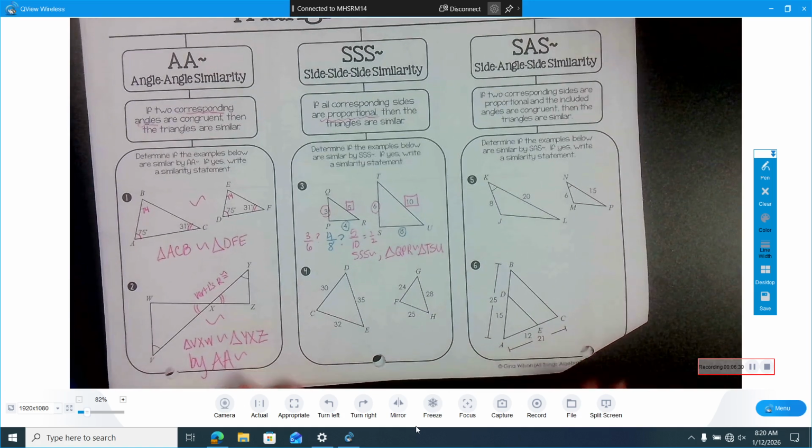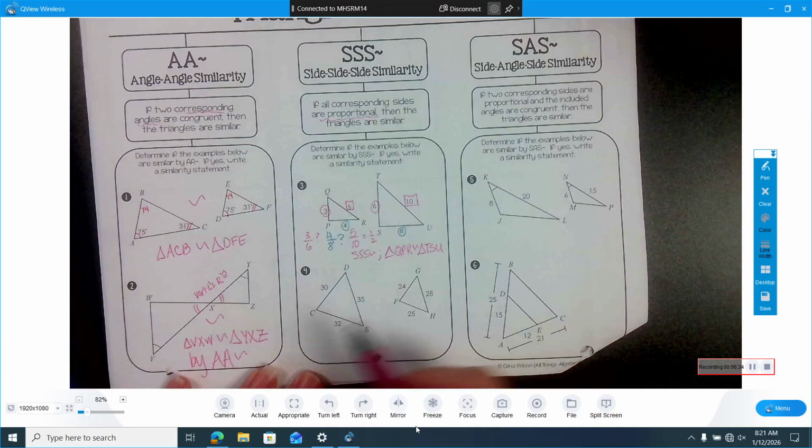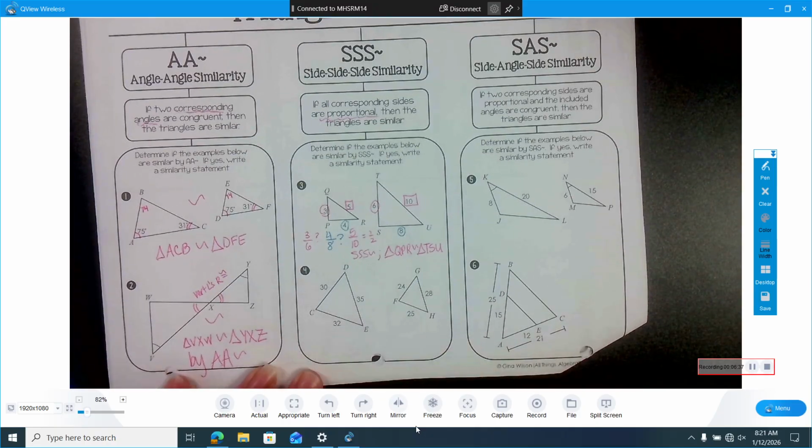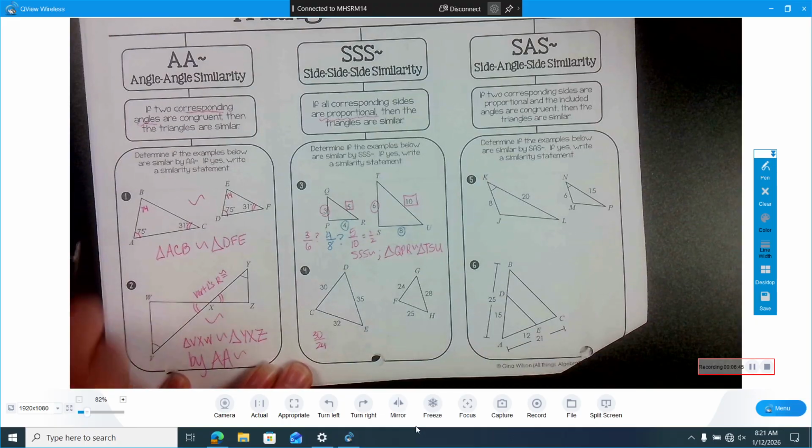All right. Looking at number 4, again, I assume they're oriented the same way. So give me some pairs of corresponding sides. 30 over 24. What's another pair?